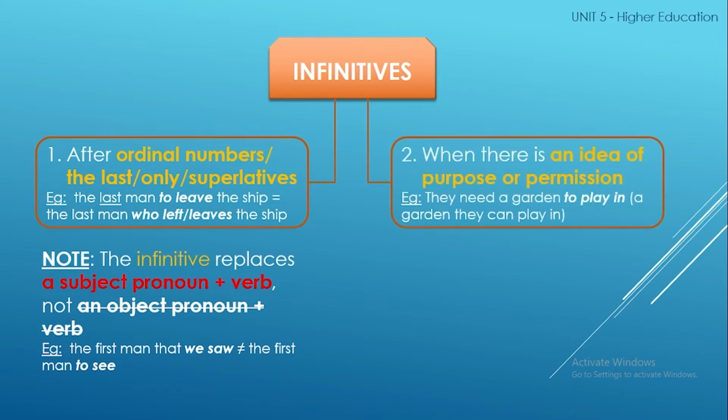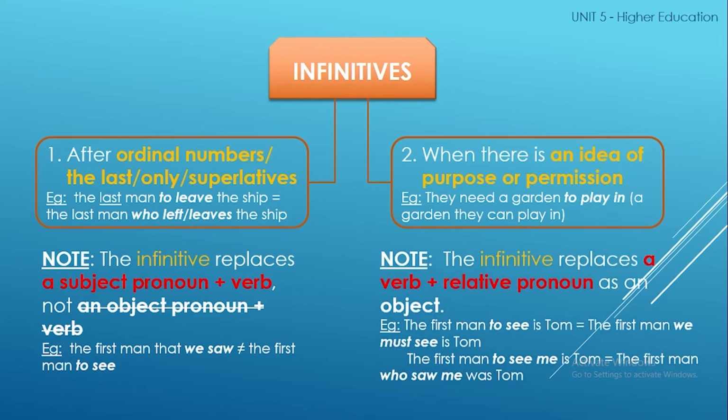We can also use an infinitive when there is an idea of purpose or permission. For example, "They need a garden to play in." It's also noteworthy that the infinitive can replace a verb plus a relative pronoun as an object. For example, "The first man to see is Tom" equals "the first man we must see is Tom," which differs from "the first man who saw me was Tom."